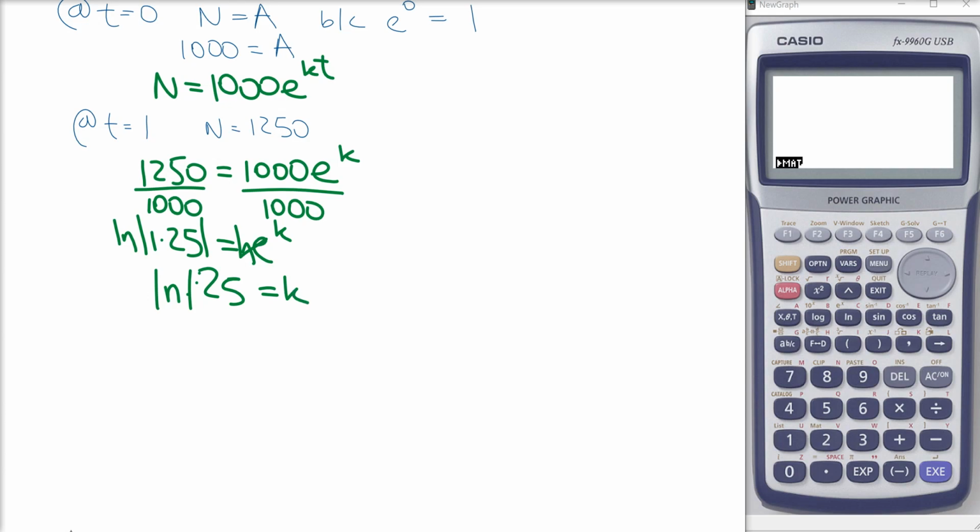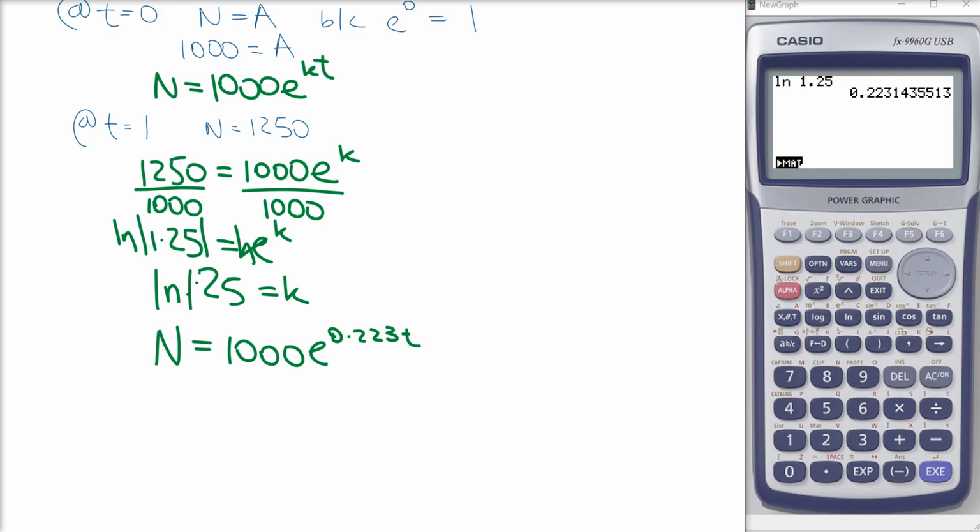So now all I've got to do is work out the natural log of 1.25. I go over to my calculator, and ln of 1.25 gives me an answer of 0.223. So my equation starts slowly taking shape. It's going to be N equals 1,000 e to the 0.223 t. I'll just leave it as 0.223. Happy with that?